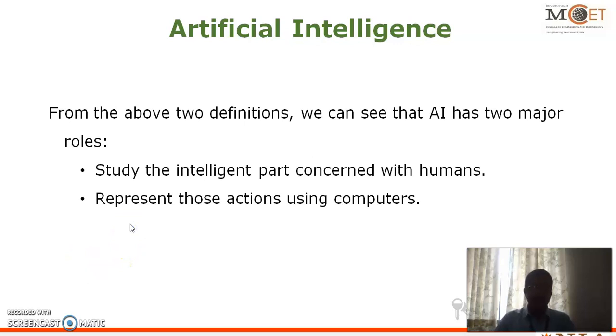From the above two definitions, artificial and intelligence, we can see artificial intelligence as playing two major roles. One is to study the intelligent part concerned with humans, and the other is to represent those actions using computers. So the acquired intelligent part is executed with the help of a system, that is, computers.